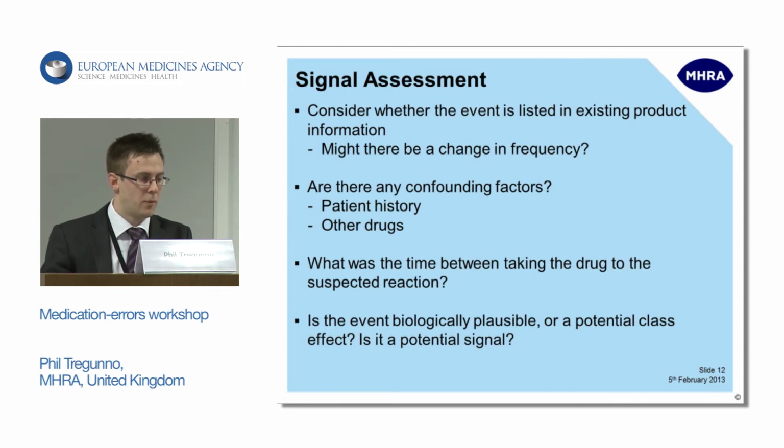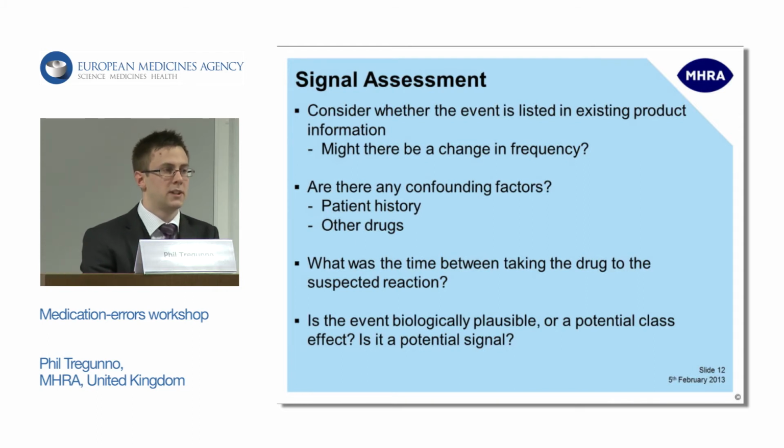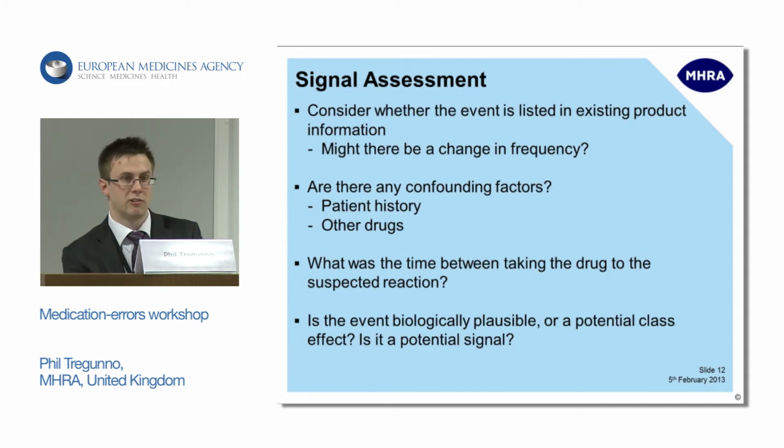We move on following our automated signal detection processes that highlight cases for review by our scientists and assessors. We go through a process of evaluation of that data, i.e. considering whether the event is already understood in product information or whether there might be a change in frequency. Are there any confounding factors such as patient history or other drugs? And what was the time to onset of the particular reaction?